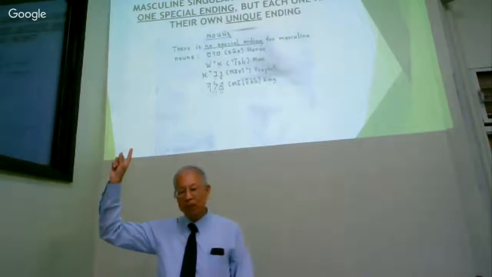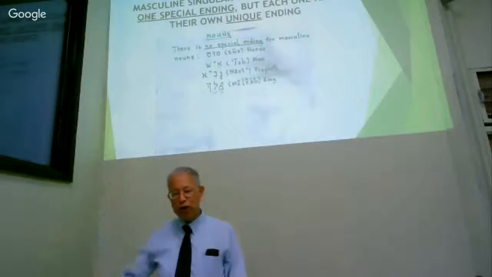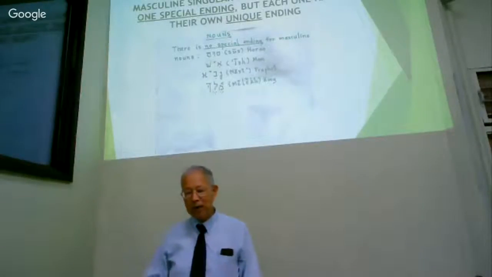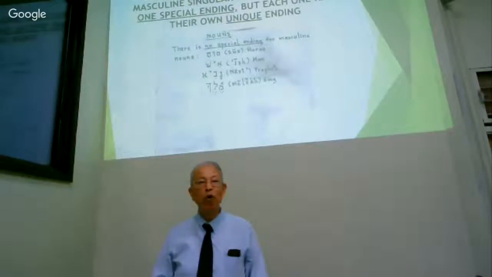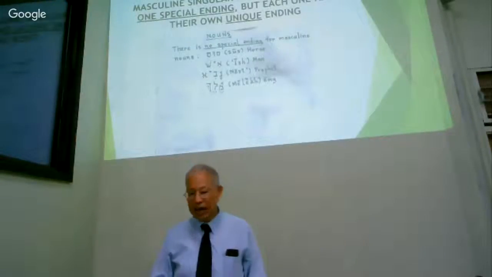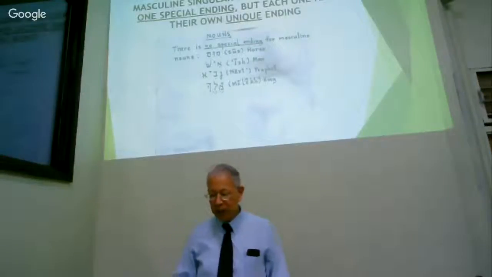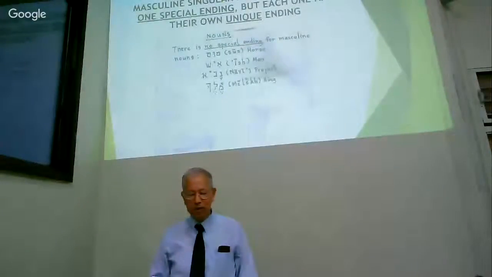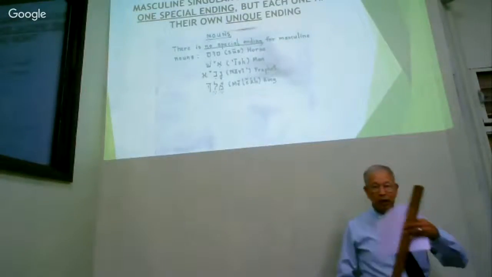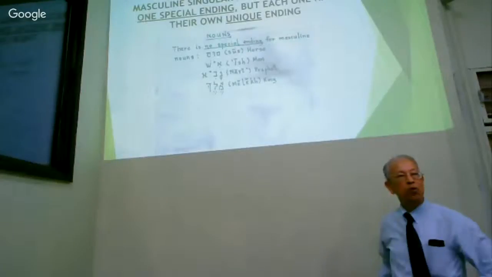Now at the top of the screen, it says masculine singular nouns do not have one special ending, but each one has their own unique ending. There is no special ending for masculine nouns. Notice this, class. Notice how each of these nouns end.